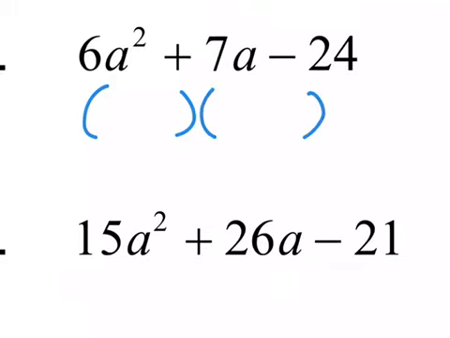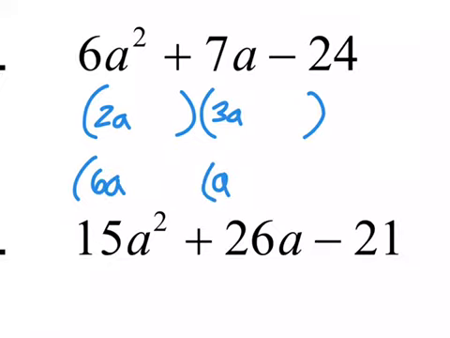So once again, what could this be? It could be a 6a and an a. All right, could be a 2a and a 3a. I don't know. We need to just kind of check both scenarios until maybe we can find the combination that we're looking for.